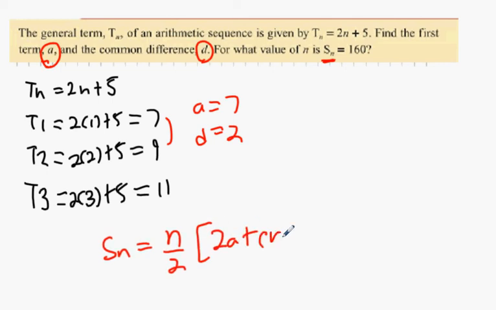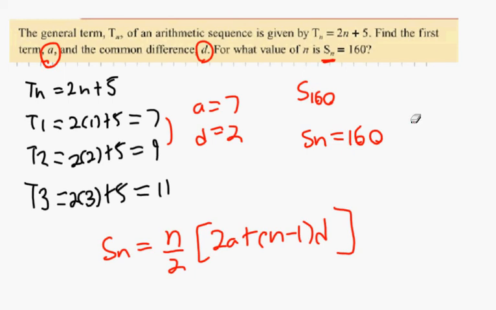Sn equals n over 2 times (2a plus (n minus 1) times d). Now, can anybody in the class tell me what is the difference between Sn equals 160 and S160? Can anybody explain the difference, please? Or on a smaller base, what is the difference between, I don't know, Sn equals 16 and S16? Can anybody tell me?